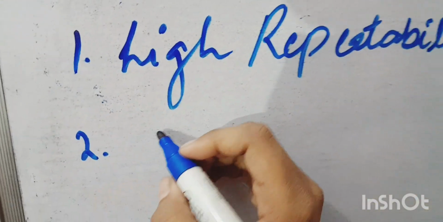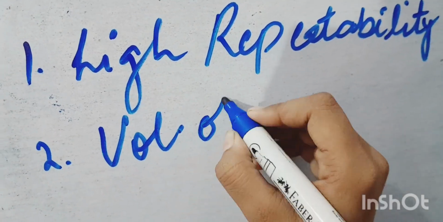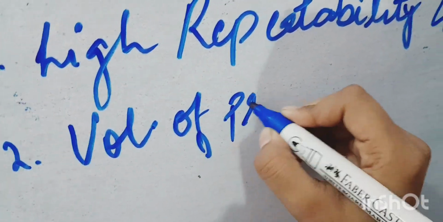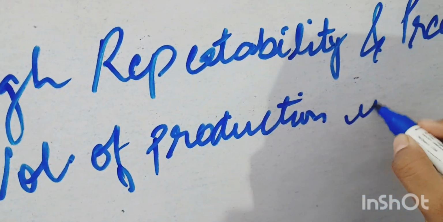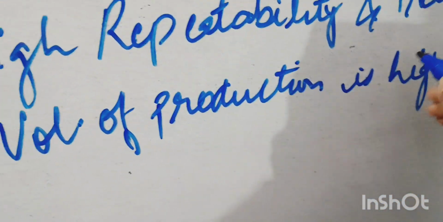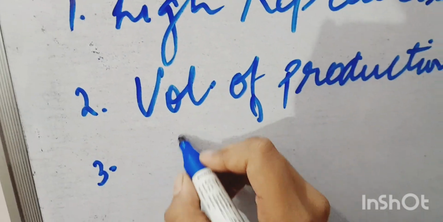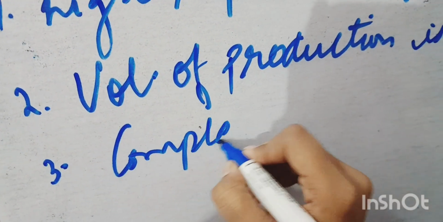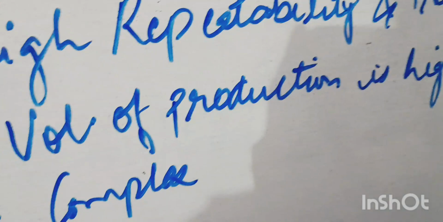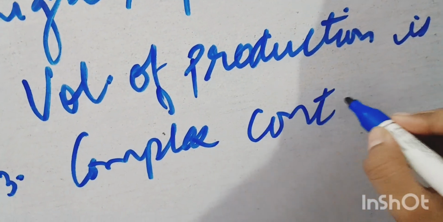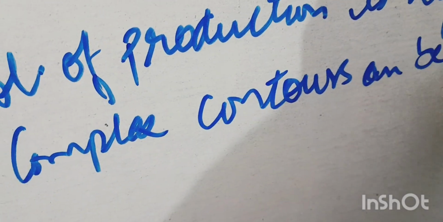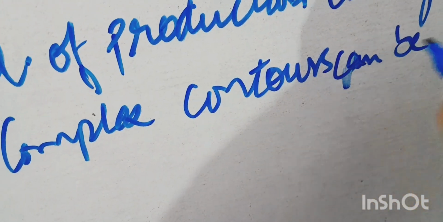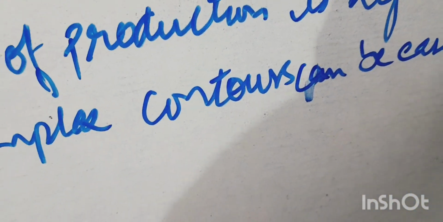Second, the volume of production is high. With this we can increase our production. Production is high, and also complex contours or complex tools can easily be made. Complex contours can be easily machined.